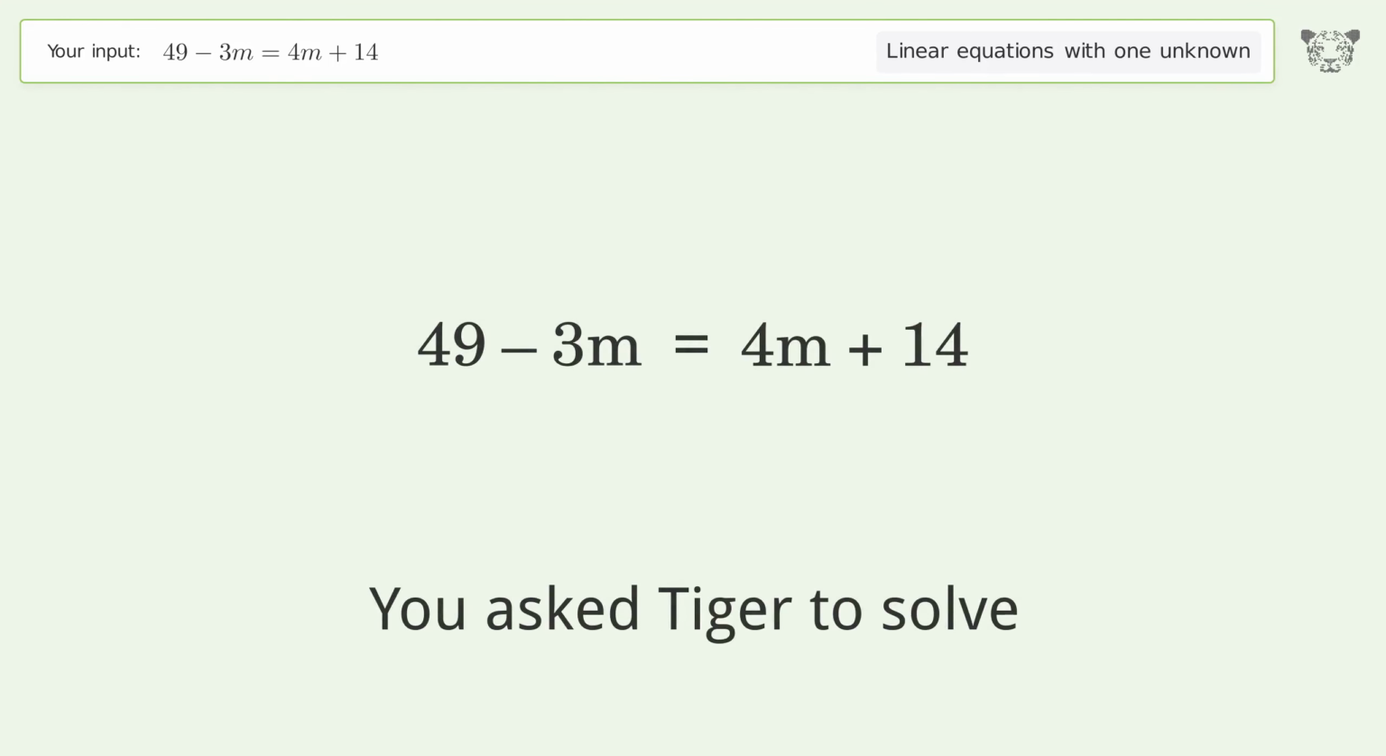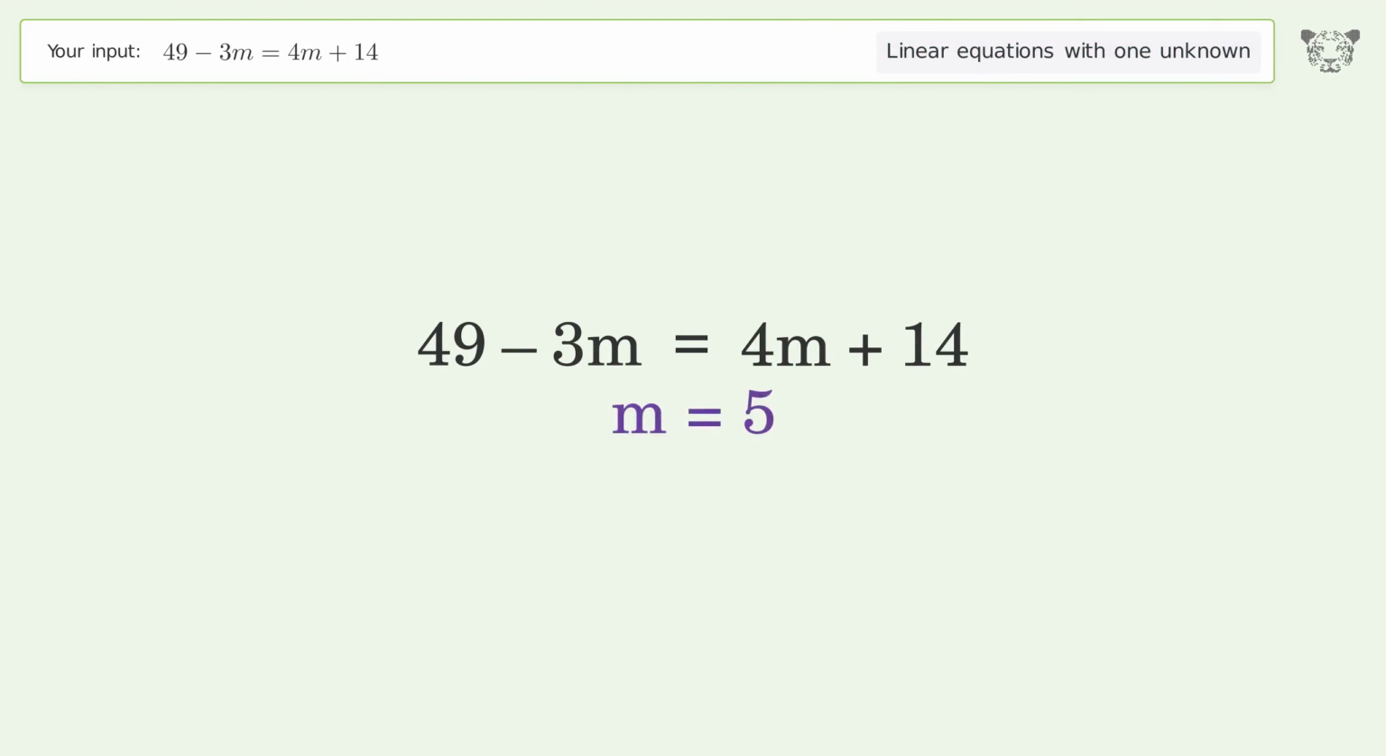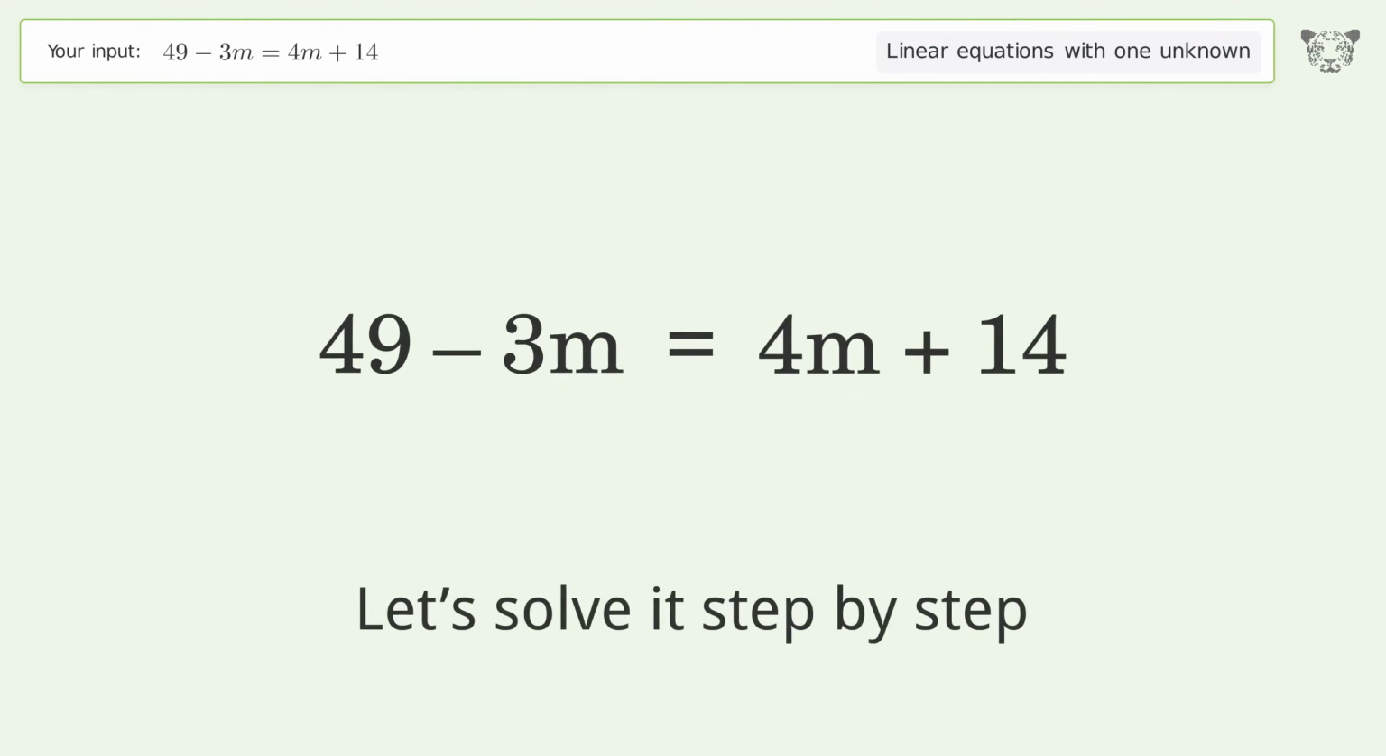You ask Tiger to solve. This deals with linear equations with one unknown. The final result is m equals 5. Let's solve it step by step.